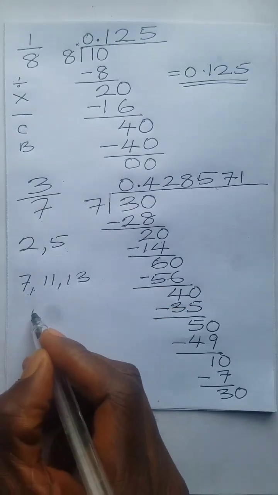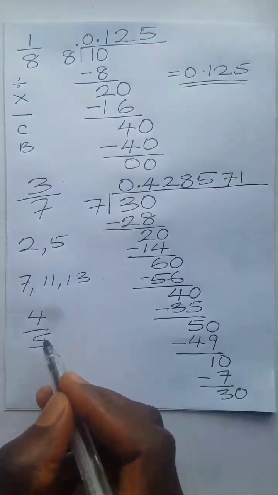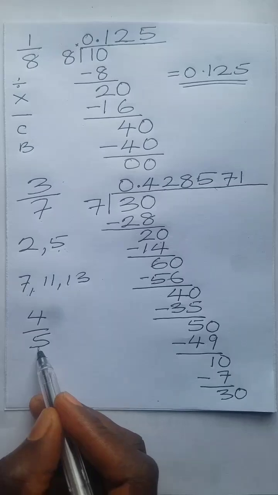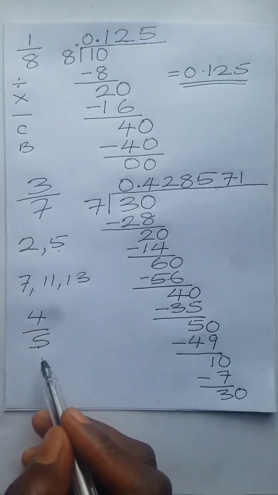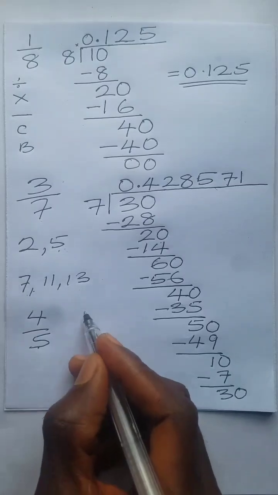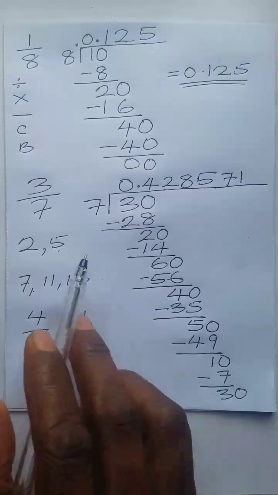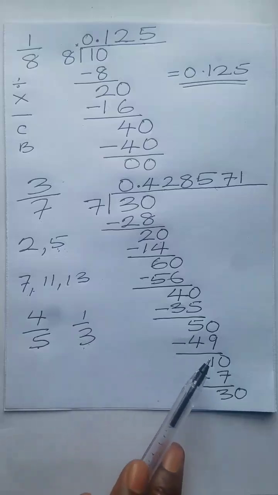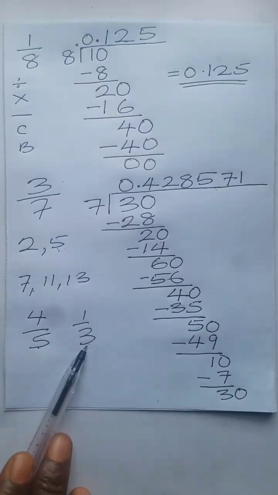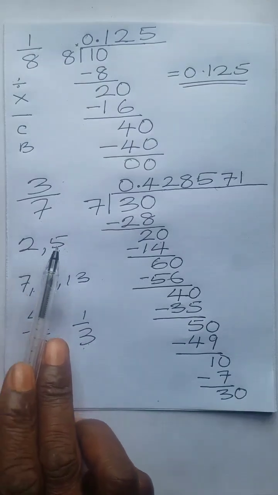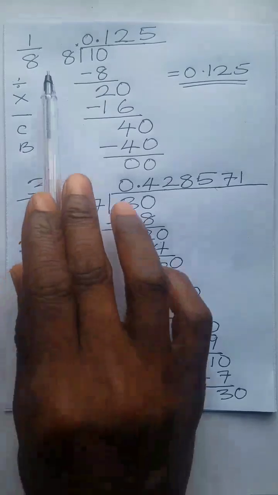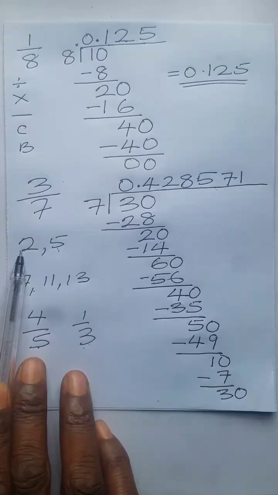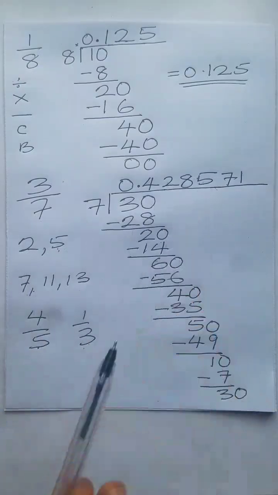For example, 4 over 5 has 5 inside it. Look at it here. So it's going to lead to a terminating decimal. Try that out and you'll see. But if I give you something like 1 over 3, this is neither 2 nor 5 either. So it's going to lead to a recurring decimal. It's not going to end. Those that have 2 or 5 in it, like this one, 8 means 2 times 2 times 2. There is a 2 there. So it's going to lead to a terminating decimal.